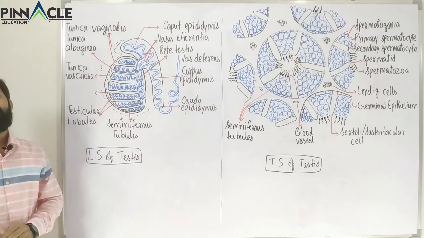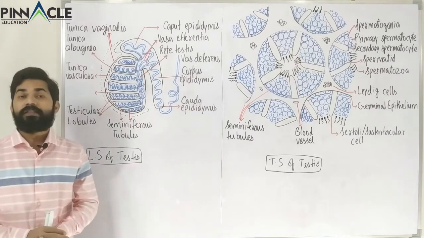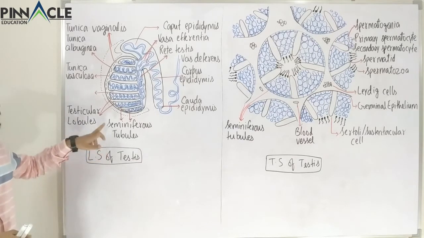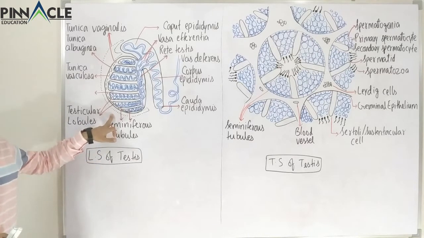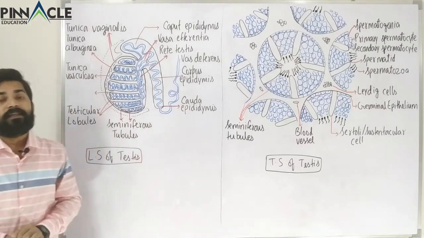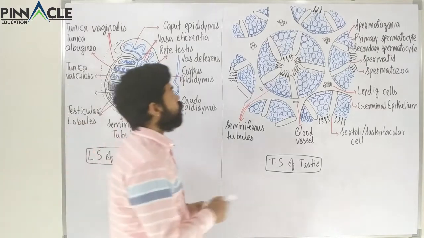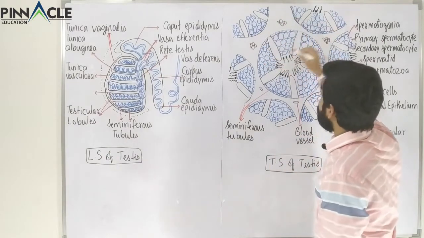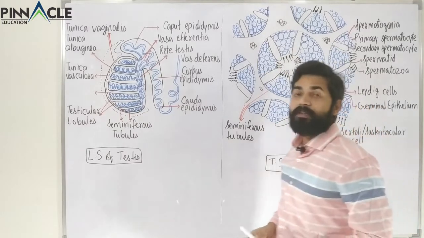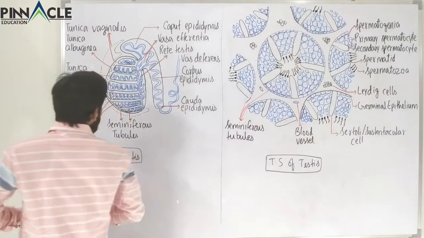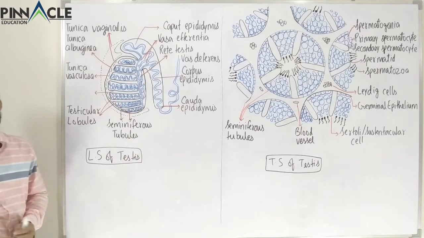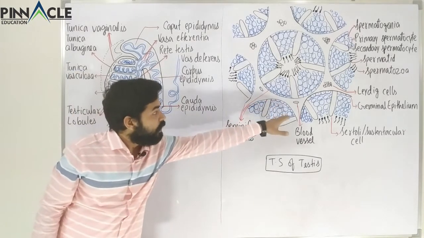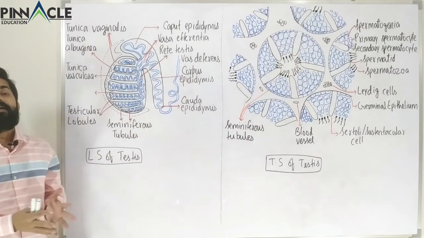This seminiferous tubule is responsible for the production of sperms because it has the germinal epithelium. This is the longitudinal section, and you cannot see the germinal epithelium here, but you can see it in the transverse section of the testis. You can see here the outer layer of the cells. In all these cases, the outer layer of the cell is called the germinal epithelium. These are the main cells or the fertile layer of the testis. This germinal epithelium, the outermost layer of the cell, will ultimately produce the sperm.